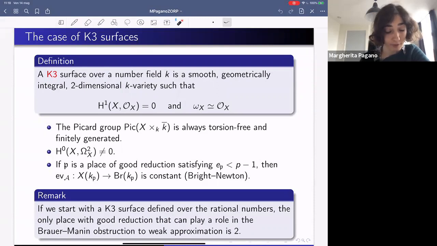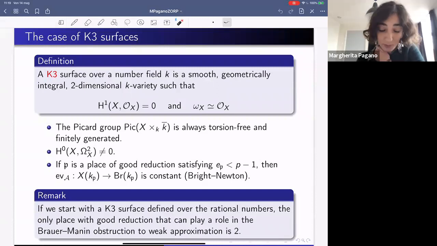Moreover, Bright and Newton have proven the following thing. If we start with a place with good reduction such that the ramification index is strictly less than p minus 1, where again this p is the residue characteristic of this Gothic p, then the evaluation map from the K_p-points of X to the Brauer group of K_p is constant. Okay, so I'm mentioning this fact because the idea of my example is to try to build the easiest possible example of a K3 surface where this phenomenon occurs. And so to look at a K3 surface that is defined over the rational numbers.